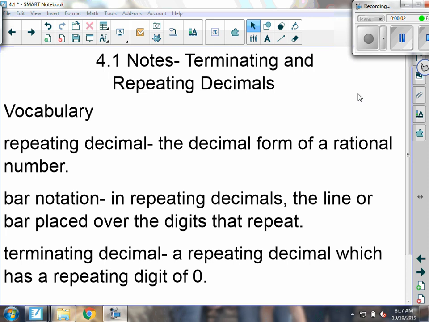So today we're going to talk about terminating and repeating decimals. So take a moment to copy down those vocabulary words, please. If you need more time, go ahead and pause this.